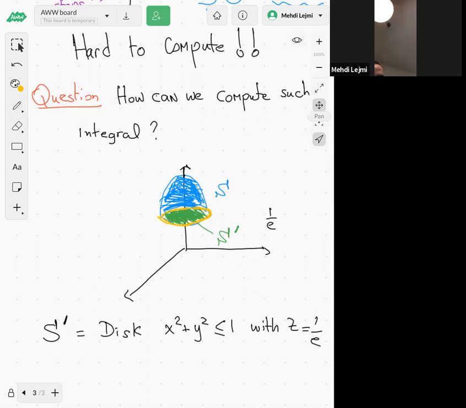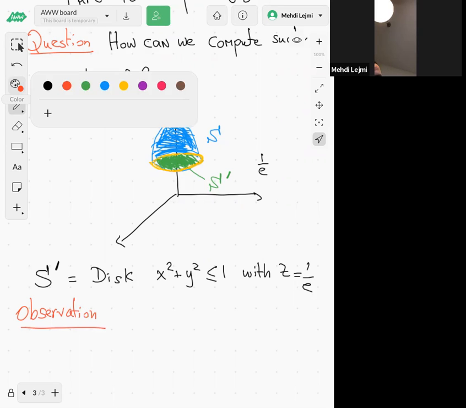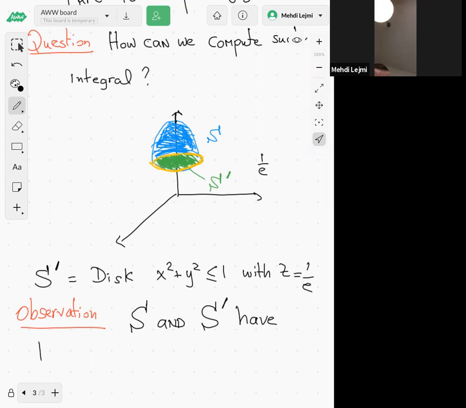So the observation here is that S and S prime have the same boundary, which is the circle x squared plus y squared equals 1 with z equals 1 over e.